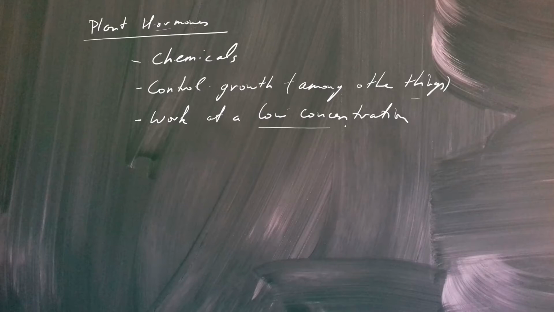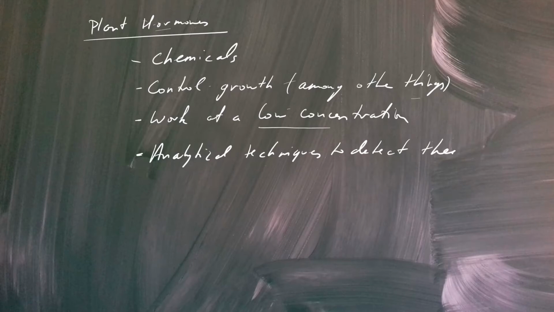Because the concentration is so low, it's not so easy to detect them. So what you need is analytical techniques, in chemistry, to detect them. There are a couple of them that the book mentions here. One of them is called ELISA. There you use antibodies, so you can check whether the antibodies bind against the hormones.